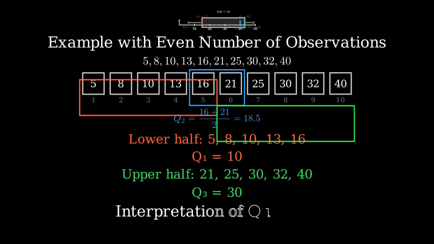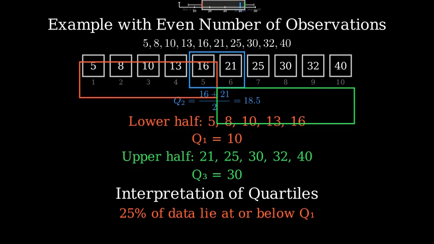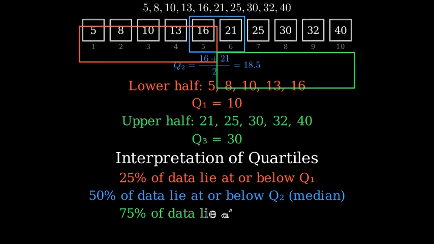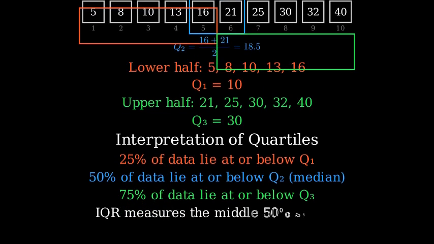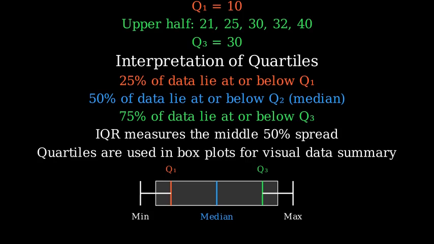Let's understand what the quartiles tell us. 25% of data lie at or below Q1. 50% of data lie at or below Q2, the median. 75% of data lie at or below Q3. The interquartile range, or IQR, measures the middle 50% spread of the data. Quartiles are commonly used in box plots, as we saw earlier, which provide a visual summary of the data distribution.